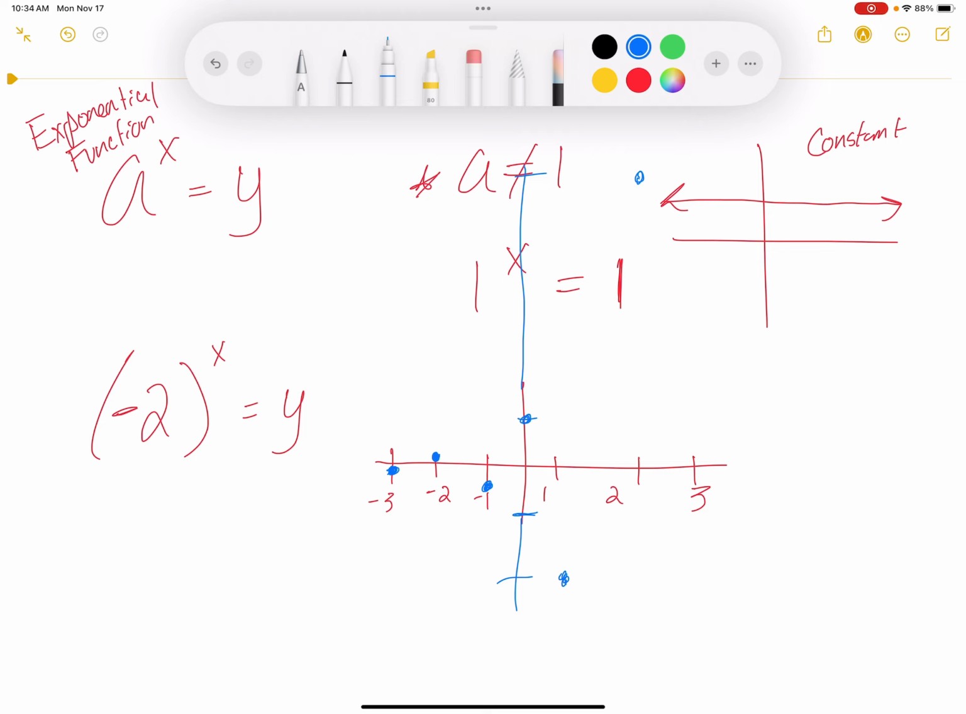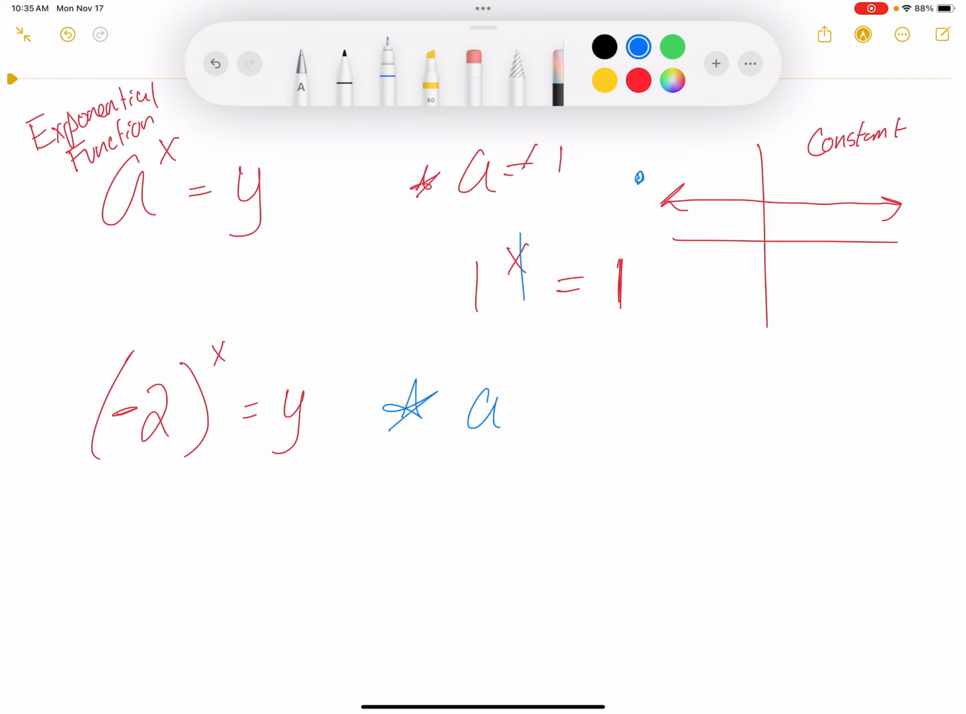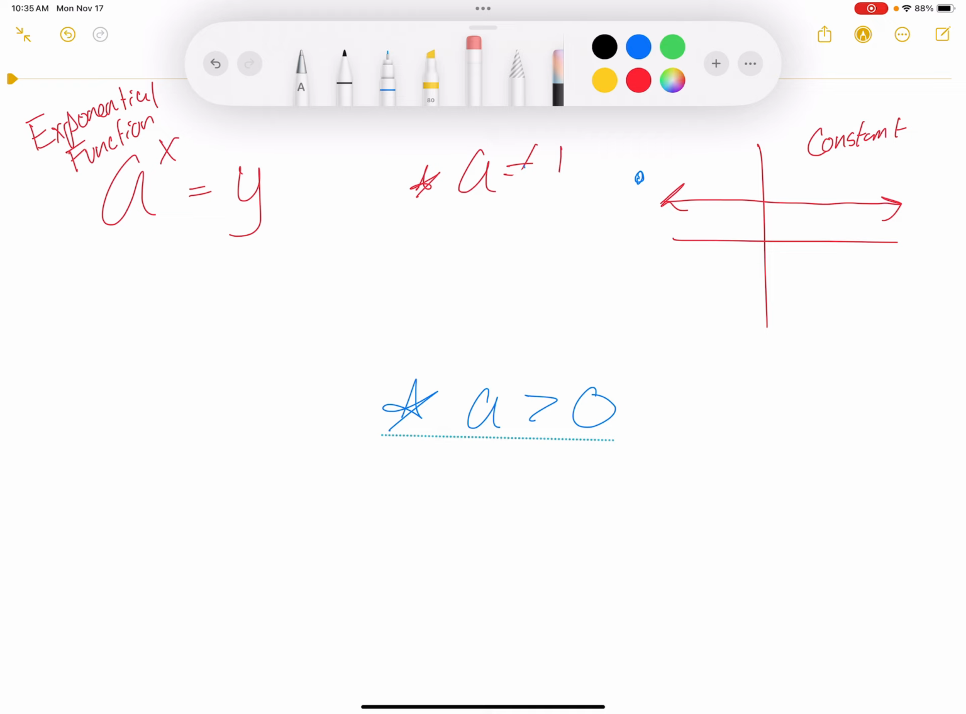So that's another limit we put on this: a has to be a positive number, so it has to be greater than 0. So there are 2 limits that we put on this so far. The first one is a is not equal to 1, and the second one is a is positive.